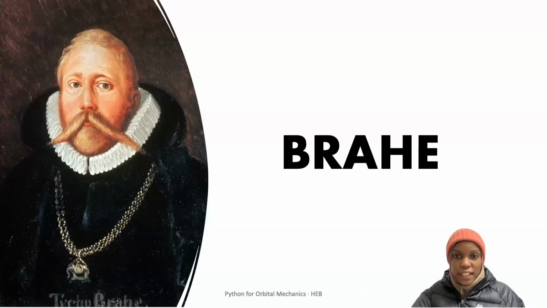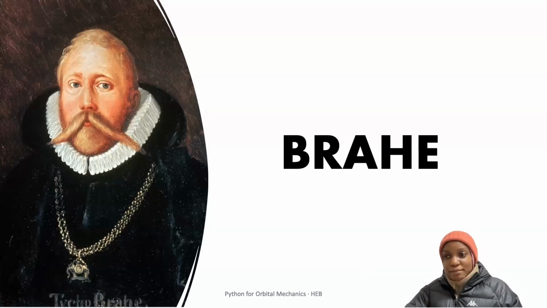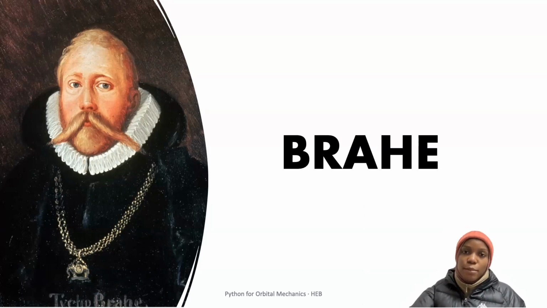So enter Danish nobleman, Tycho Brahe. So this guy was a nobleman. He was rich. He had money. And he was interested in space, right? So he used his money to devise the most precise instruments at the time before the invention of the telescope. So these instruments allowed him to more precisely detail the motion of the planets. And in particular, he compiled an extensive data on the planet Mars.